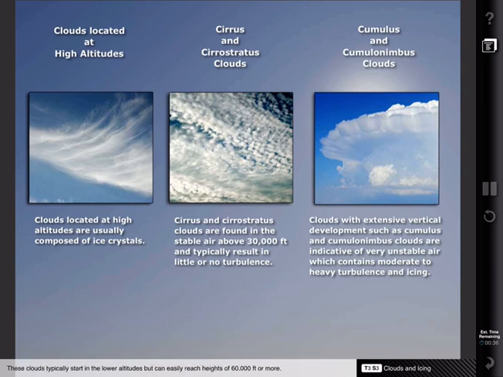These clouds typically start in the lower altitudes but can easily reach heights of 60,000 feet or more. Care should be taken to circumnavigate cumulonimbus clouds whenever possible.